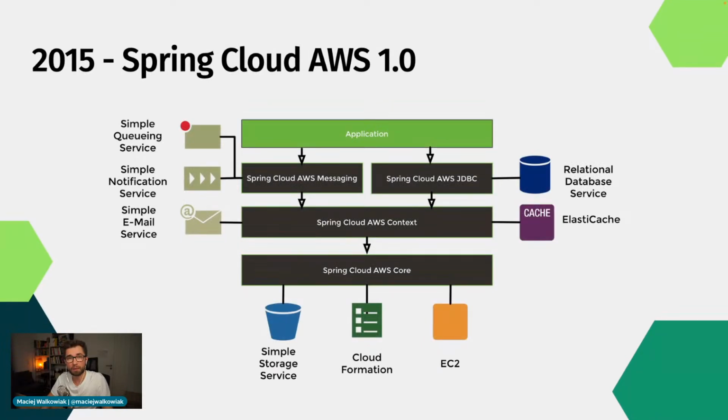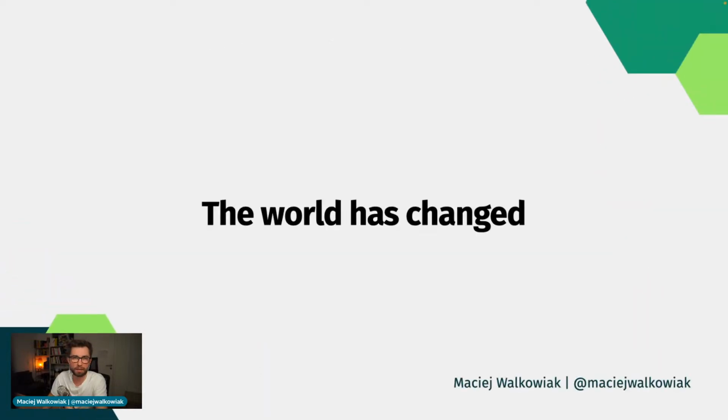In 2015, Spring Cloud AWS 1.0 was released. And back then, the idea was that when Spring applications run on AWS, they use the most typical services. The core library assumed that you are going to use S3, that the infrastructure will be provisioned with CloudFormation, and it will run on EC2. All of these assumptions made a lot of sense in 2015, when AWS was relatively small, and this is just the way we developed applications back then. But the world has significantly changed since 2015.